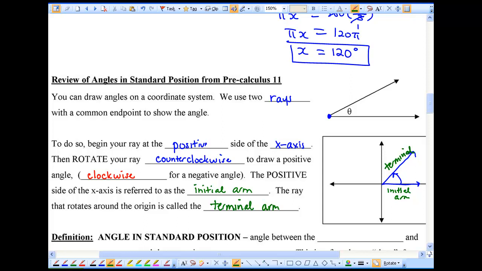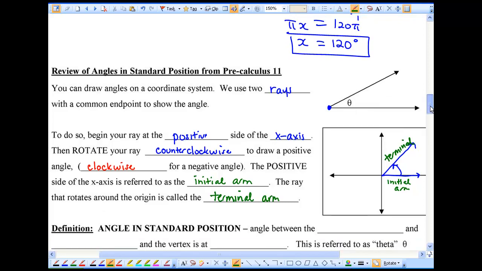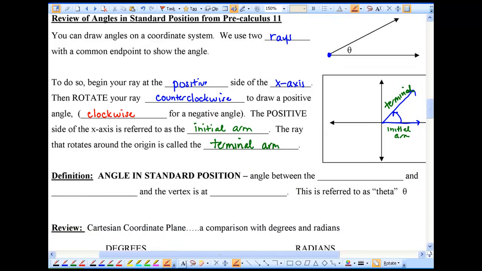Well, here's our definition for an angle in standard position. It's the angle that's between the initial arm and the terminal arm, and the vertex is at the origin, and this angle we give a name called theta. So the variable for angles is theta, not x but theta.